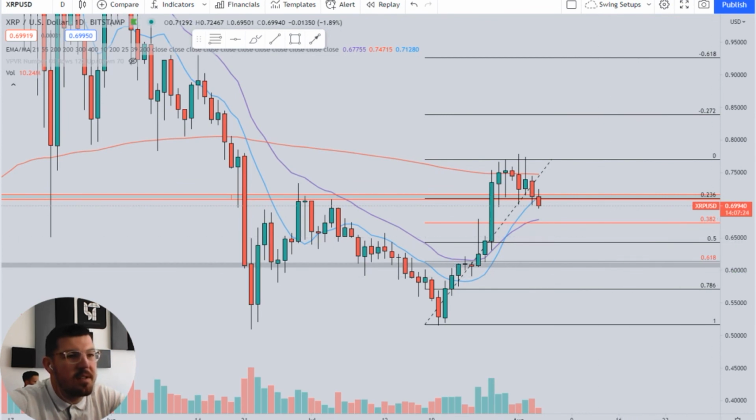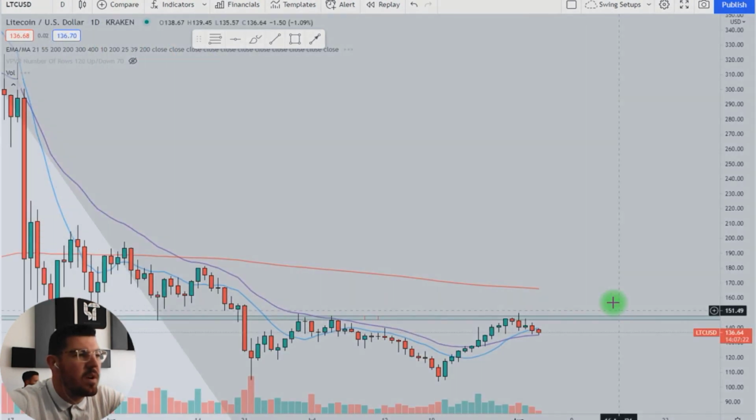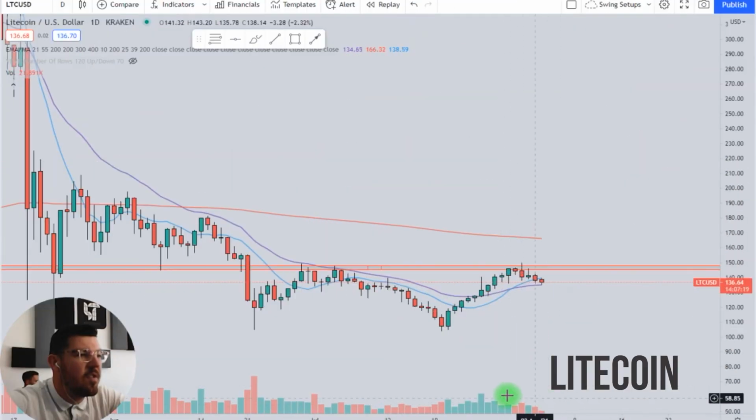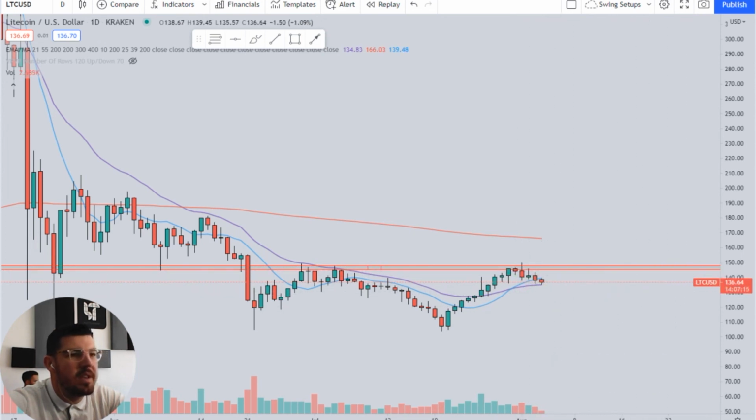But XRP is looking very nice, and then Litecoin, don't like it, no volume, don't want to get stuck into a trade, and it does not move for weeks. So that is the crypto update for today.